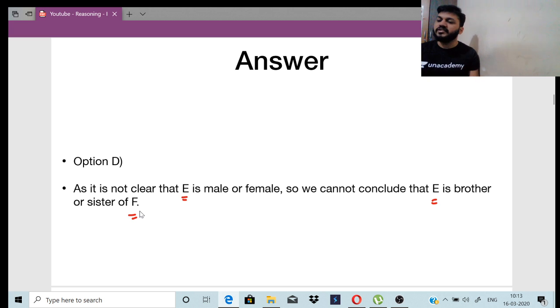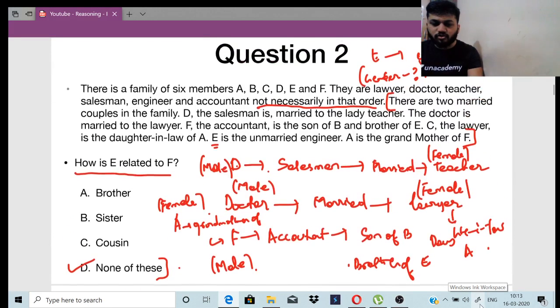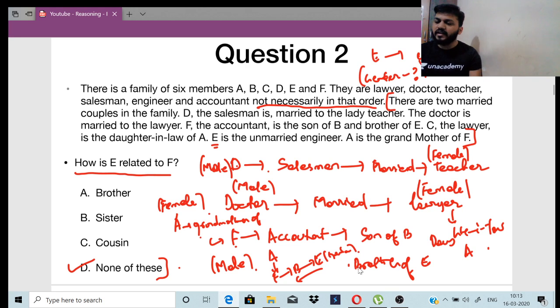If you go by the blood relations also, between E and F there will be a difference. Go back here: A to F, F to B, B to E. So F is the brother of E, but what is the relation between E and F? That we do not know, because I do not know the gender of E. So it is none of these. F is the brother of E, so what is E related to F? No gender, therefore option D.